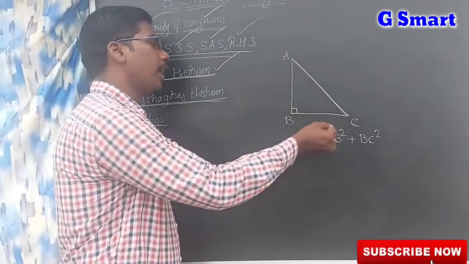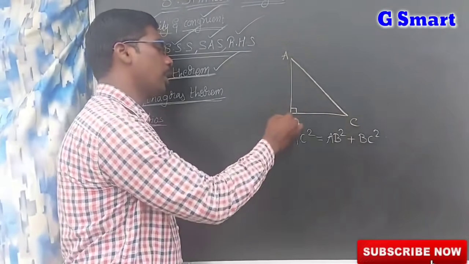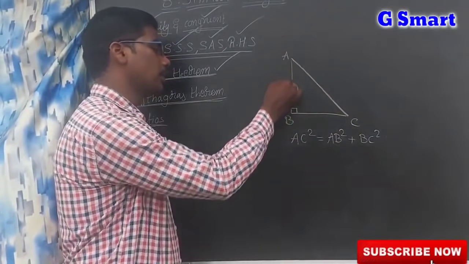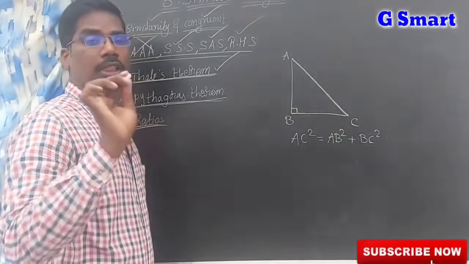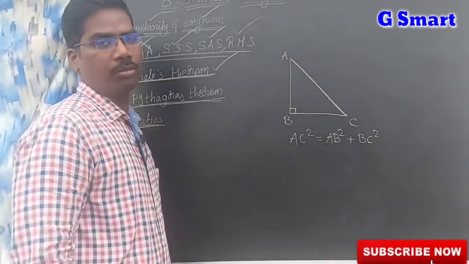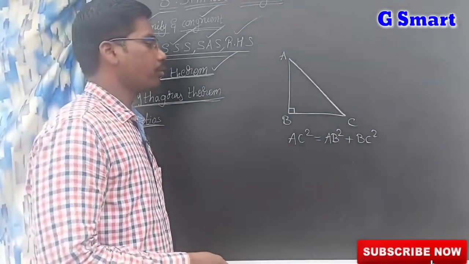Now in a right angle triangle, the square of the hypotenuse is equal to the sum of the squares of the remaining two sides. This is called Pythagoras theorem or Baudhayana theorem. Now the converse of this theorem.